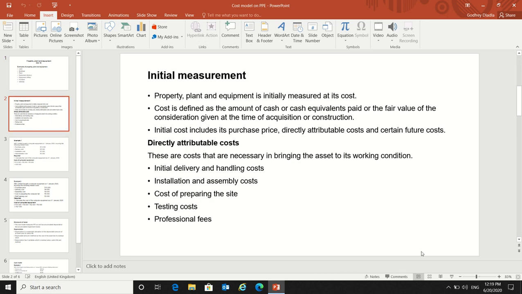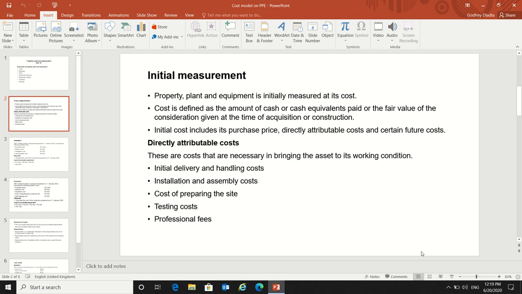Now, what are we talking about here? We have what we call initial measurement. So what we're saying is, if you buy a vehicle or if you buy a building, how do you measure this building? Property, plant and equipment, you can see there, is measured at its cost. So initially when you buy it, that means you measure it at that cost price, the amount that you paid, which we call the purchase price.